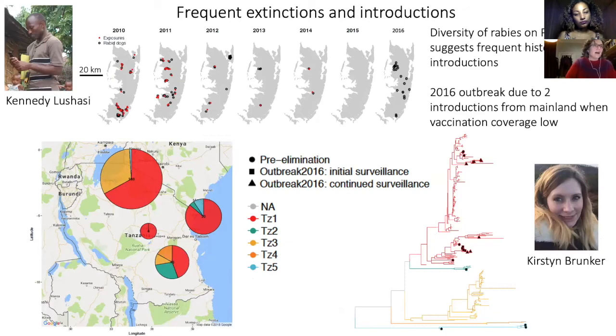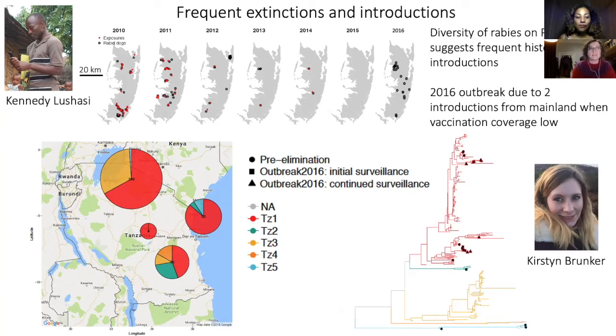To switch gears slightly from Serengeti, but show you what this might mean in practice, I want to give you an example from Pemba Island off the coast of Tanzania. And this is work done by my PhD student Kennedy Lushasi and postdoctoral researcher Kirsten Brunker. So Kennedy was contact tracing rabies cases in Pemba since 2010. Now Pemba is actually quite a large area, but it has a much smaller domestic dog population, around 4,000 dogs.